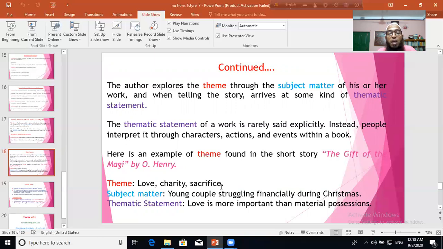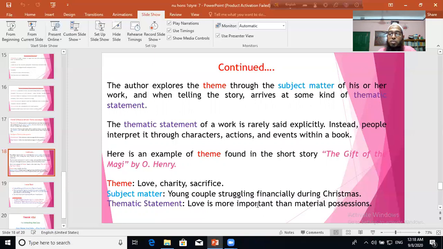But what is theme? The inner thing, the abstract idea. What is the main message, or what is the main idea the writer is going to deal with? That is love, charity, sacrifice. These are the things as a theme. Thematic statement: this sentence, this comment you can make after that story. Love is more important than material possessions. After reading the story, you can come to this type of thematic statement that gives us the theme of the story. Love is more important than material possessions.